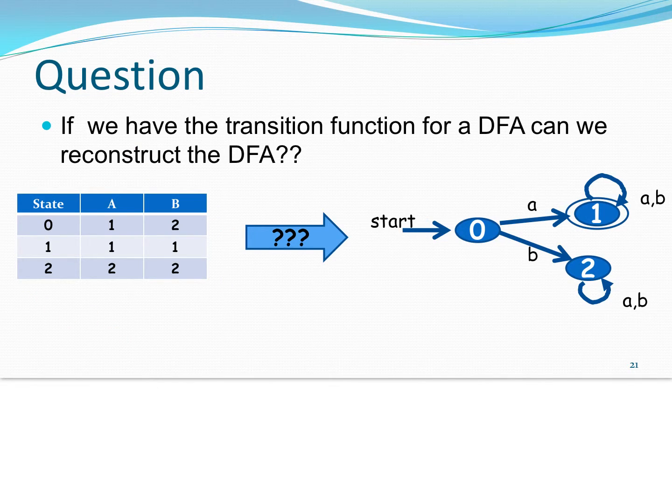The other thing a transition table doesn't show us is which of the states are accept states. So in this case, state 1 is an accept state, and 0 and 2 are not, but there's no way to represent that here. So we need to have a little bit more information in order to reconstruct a DFA.